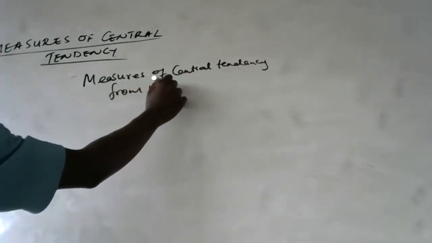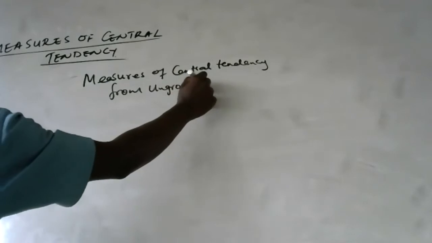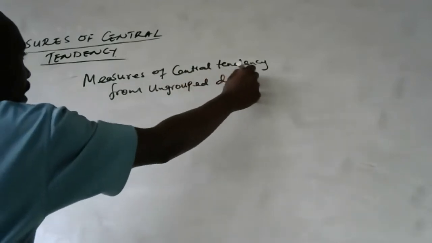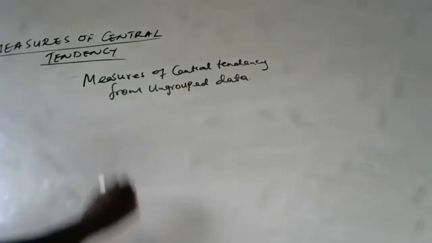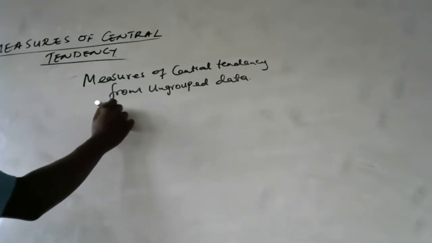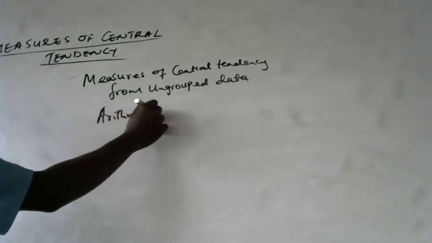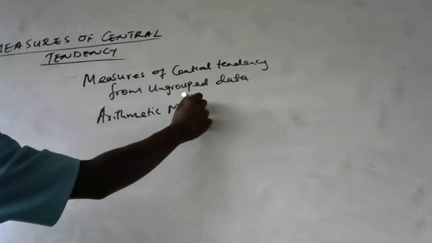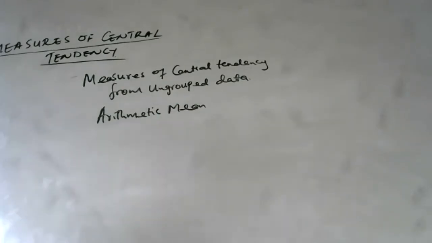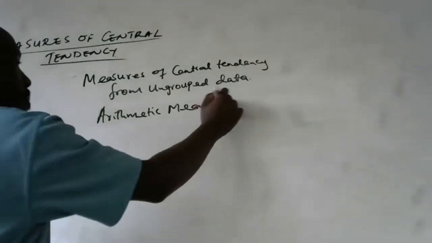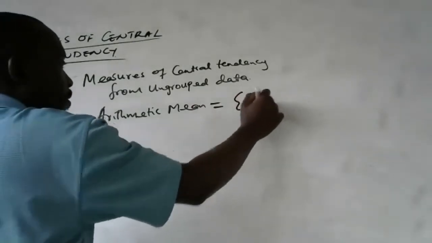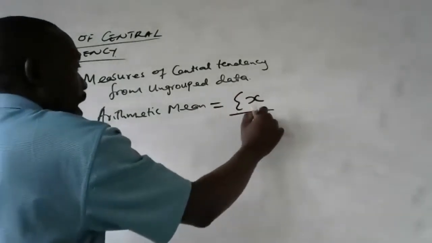From ungrouped data. So the first one we shall have is what we call arithmetic mean. Arithmetic mean, or simply the mean. The mean is obtained by the sum of x over n.